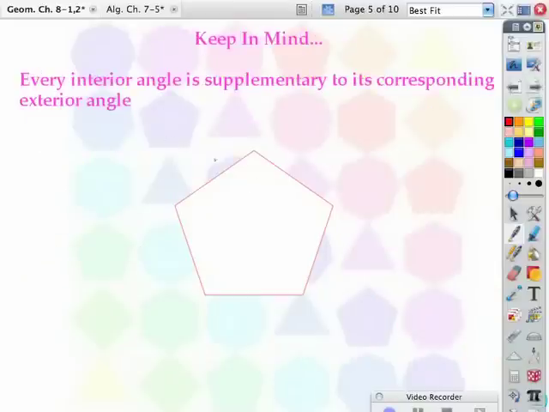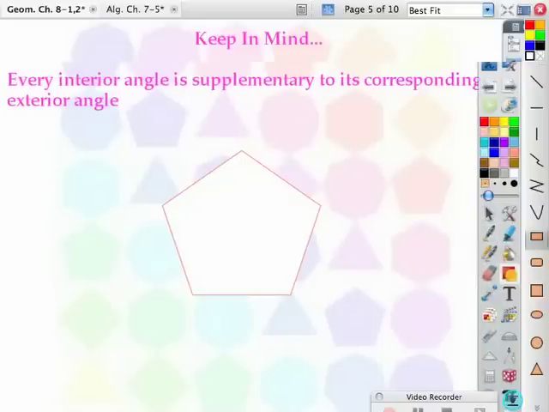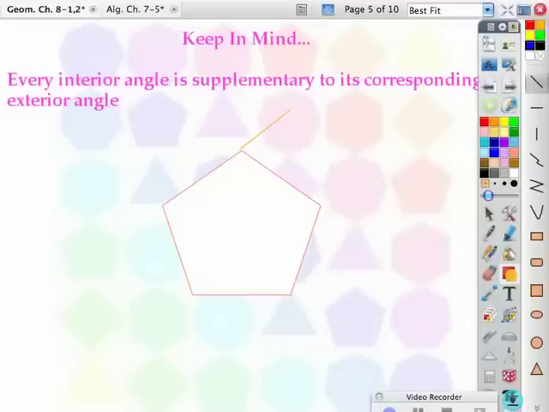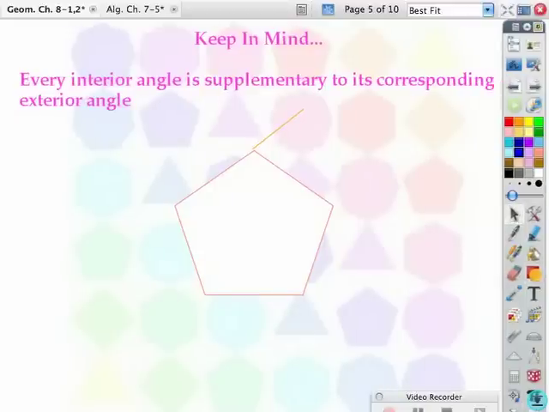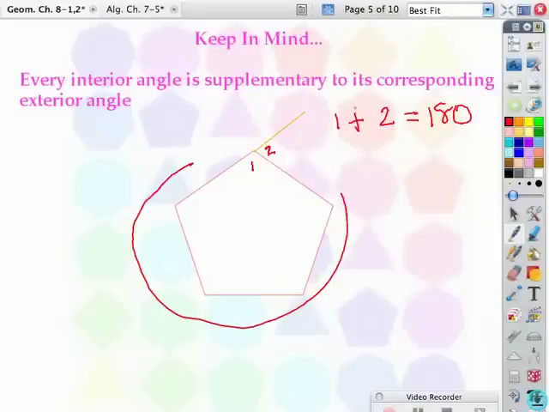Okay, so what you need to keep in mind is that every interior angle is supplementary to its corresponding exterior. So if I went and extended these sides, like I was saying earlier, if I wanted to extend this side, here is an exterior angle, and here, interior, and here's an exterior. Those two will always be supplementary, okay? And then you can work your way around the whole pentagon. They will always be supplementary.